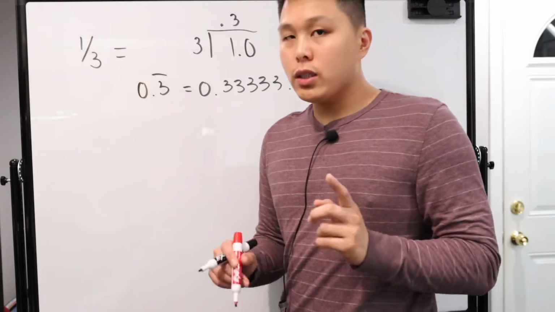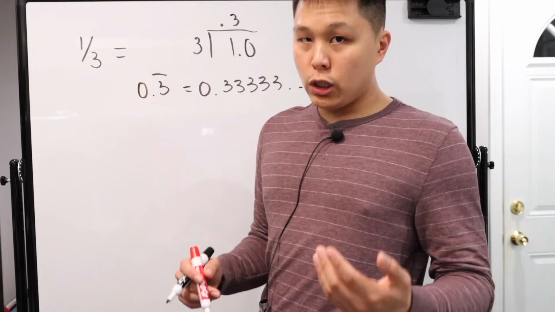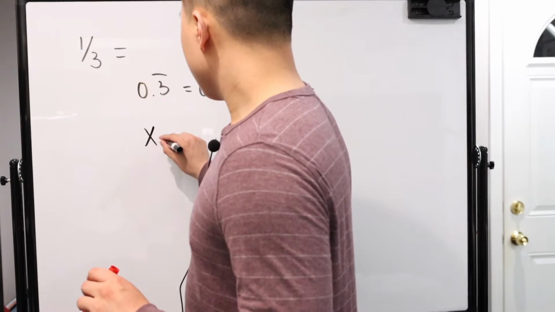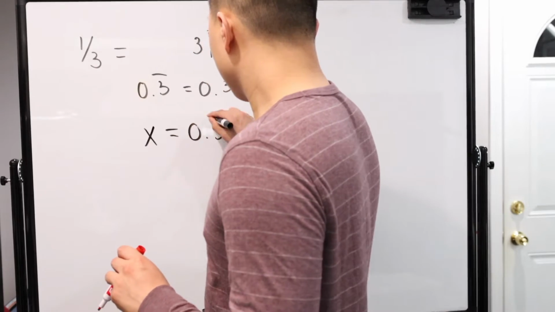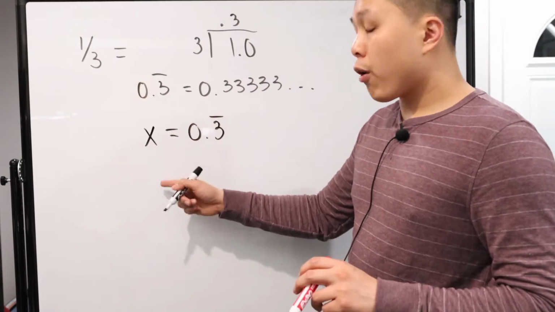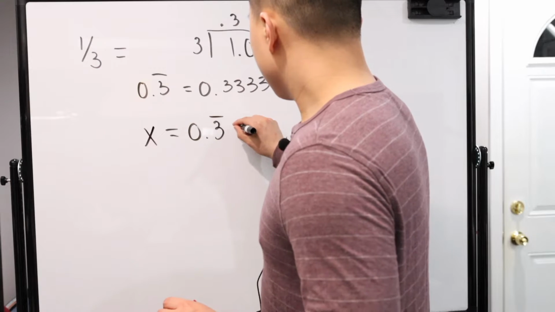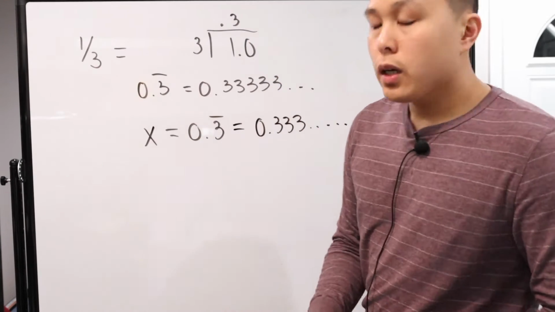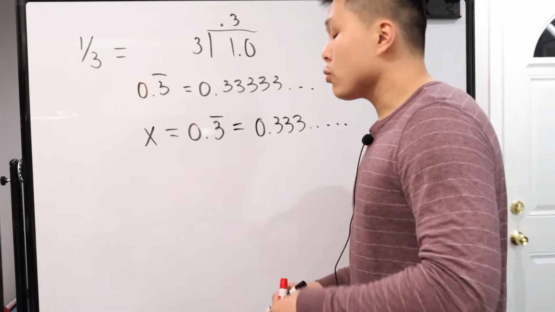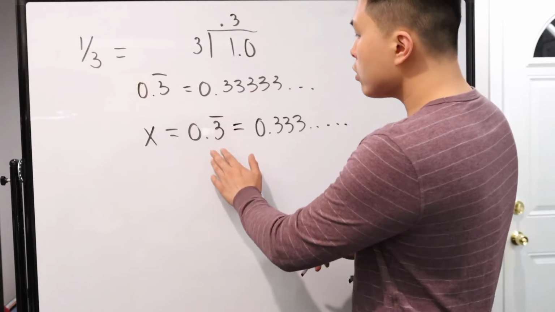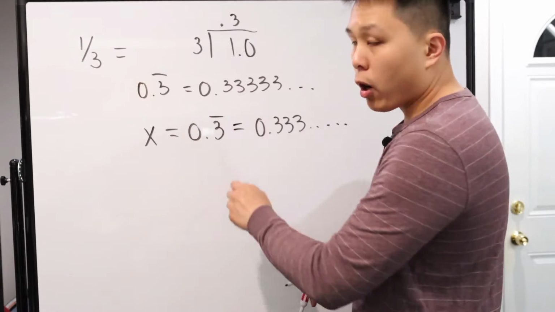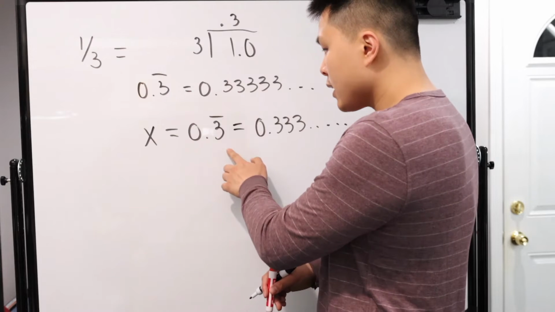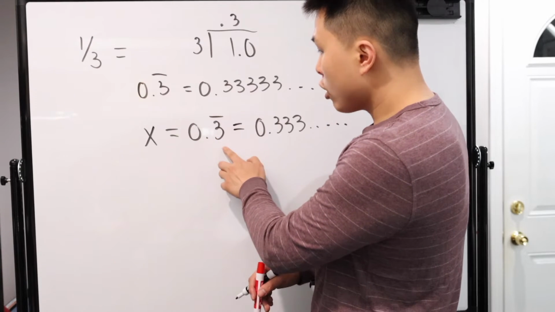Well, actually, the interesting thing is there is a technique or procedure on how we can solve it. First and foremost, let's assume x equals 0.3 bar. This is going to be our fraction, what we're looking for. This is the same as 0.333 and so on and so forth. Now, the technique, the trick, the procedure, whatever you want to call it, is the idea that where it is repeating, where that bar is, you take however many places it is and you multiply x by that. In this case, this is the 10th place. It starts repeating at the 10th place.